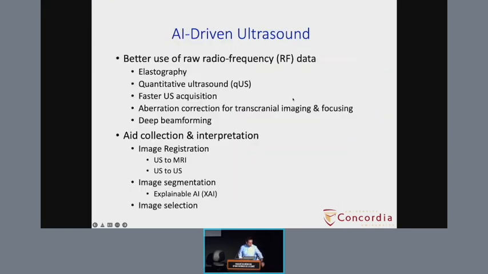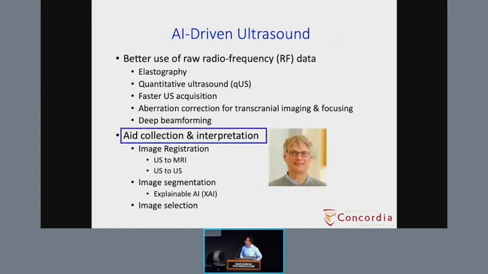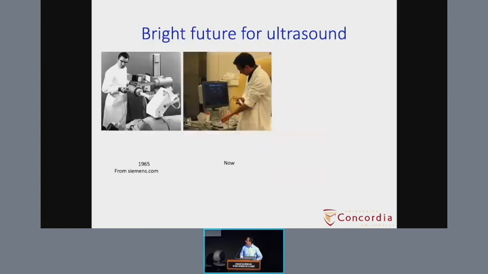All right. So now we move on to the second part of my talk, which is aiding collection and interpretation of images. These are the things that I learned during my postdoc at Louis' lab. Since he's giving a talk later today, and he's a much better speaker than me, I will leave this part for a later day in the interest of time.